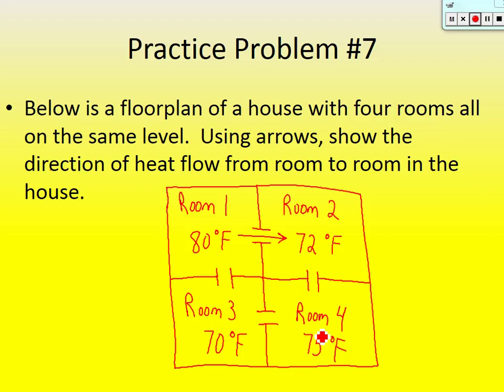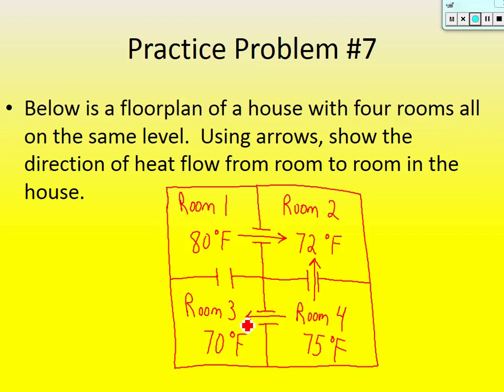Room 2 and room 4 are connected through this door. Which way is heat flow going to occur? 4 to 2. Yeah, it's going to go from 4 to room 2 because this is 75 and this is 72. Higher to lower. Heat always goes from high to low. Let's go from 4 and 3 now through this door. Which way? Left. 4 to 3. Yeah, it's going to go to the left here. Again, because 75 is higher temperature than 70, heat always flows from high to low.